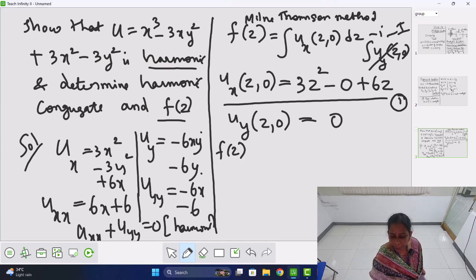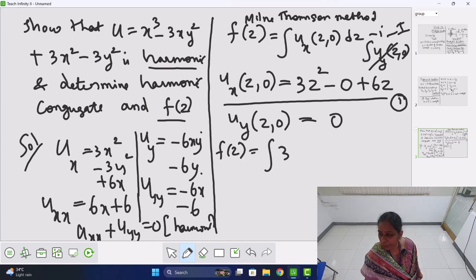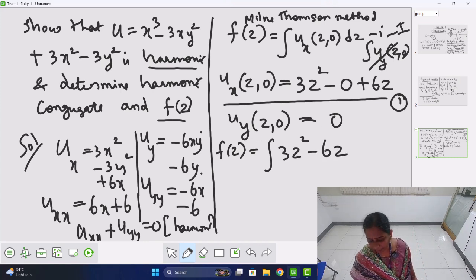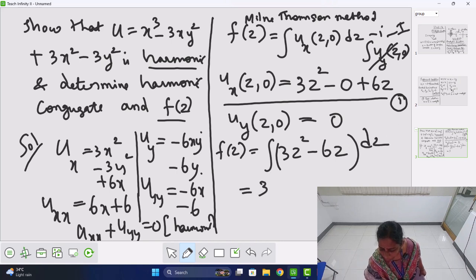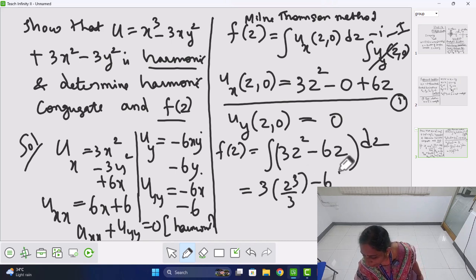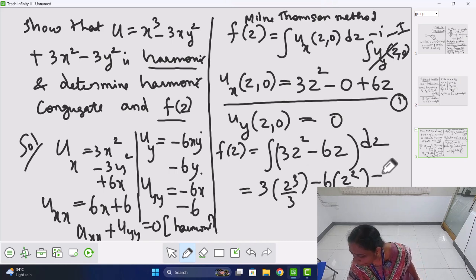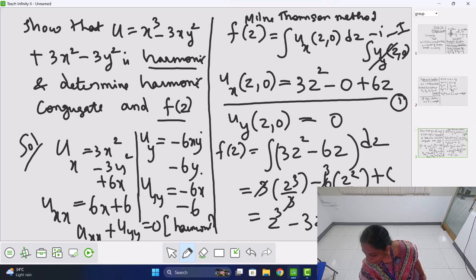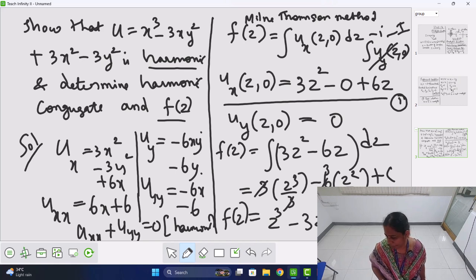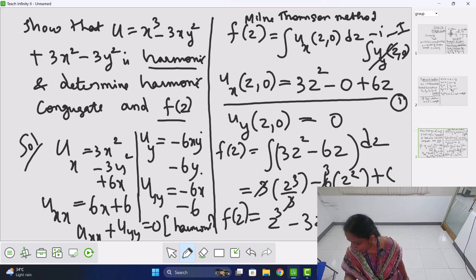So f of z will be equal to the integral of 3z square plus 6z, integrated with respect to dz. So I'm going to get my analytic function using the Milne-Thomson method. z cube by 3 plus 6 z squared by 2 plus c. The 3 gets cancelled, 2 threes are 6, which is equal to z cube plus 3 z square plus c, the required analytic function. But still we have to find the conjugate.